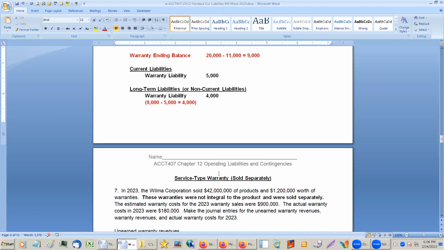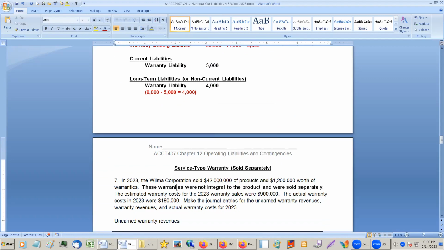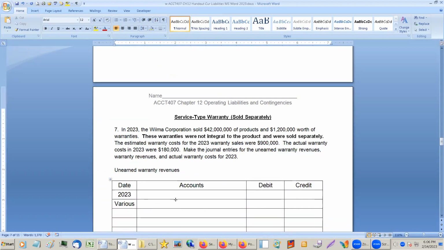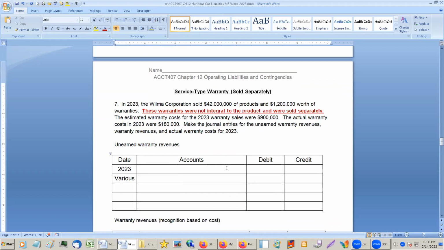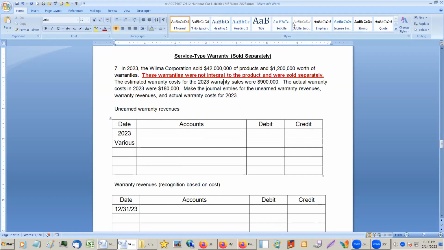Okay. Service type warranties. This is when you sell a warranty completely separate from the product. It might be added onto the product, or it could also be a completely standalone. And the important distinction here is that they are not integral to, in other words, not included with the product; they're sold separately. And quite honestly, people sell these all the time.